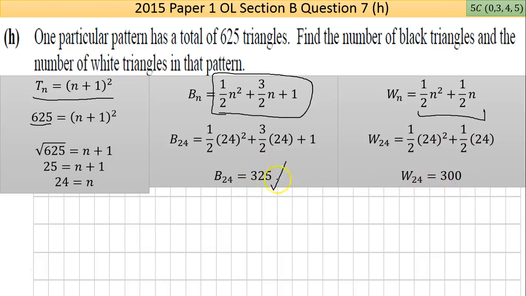So does it make sense? Because this total number here, 300 plus 325, should add to 625, and it does. So you're fairly sure you're correct.